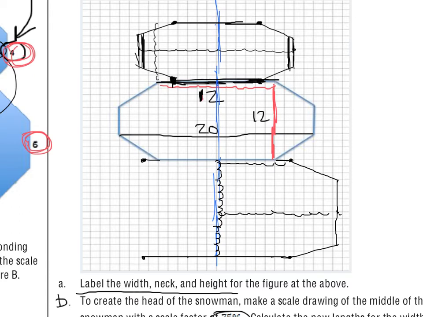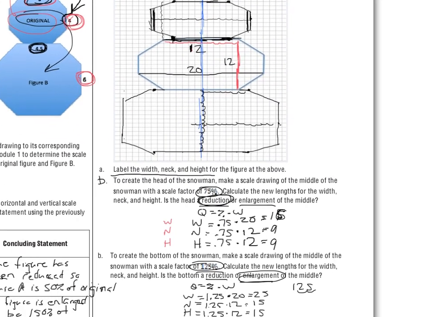And we can just connect it out. 12.5 on the other side. 1, 2, 3. I'm just going to bring it out down here. And we've got our full snowman drawing.